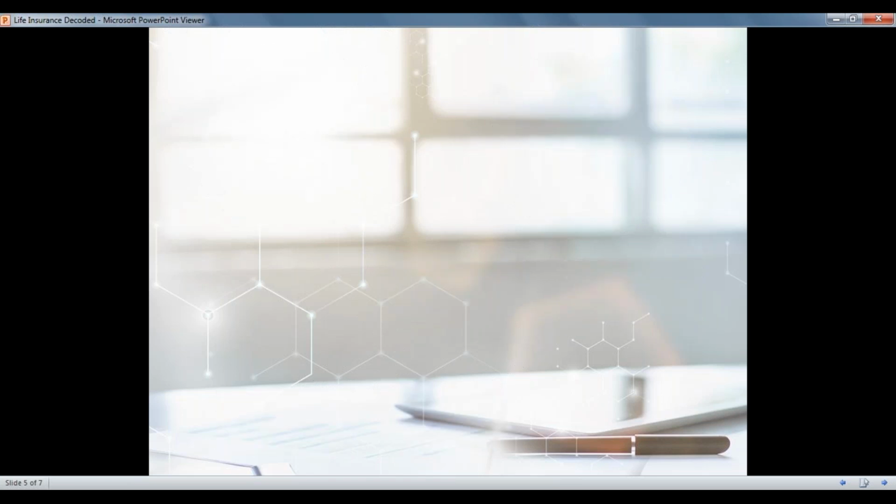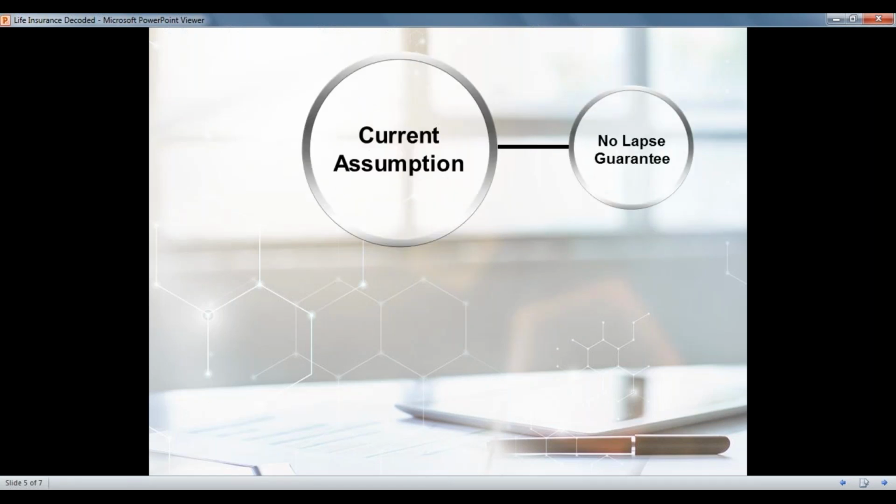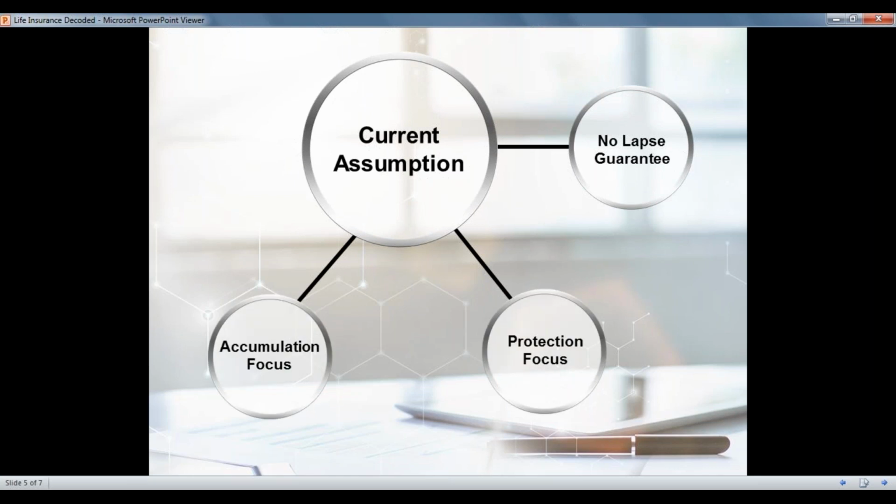All right, and moving on, we can further distinguish current assumption products into those ULs that have an accumulation focus or a protection focus.